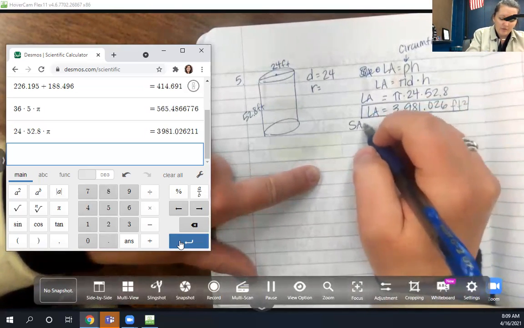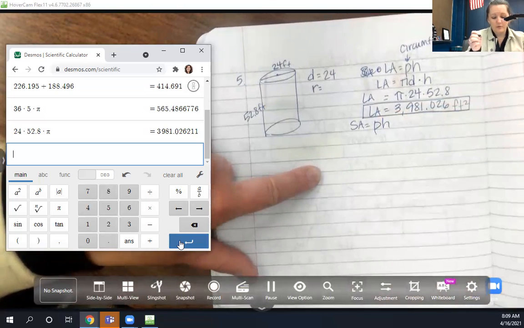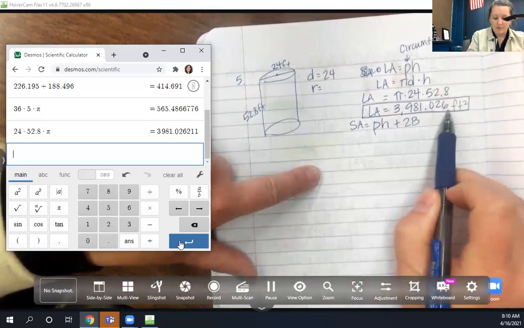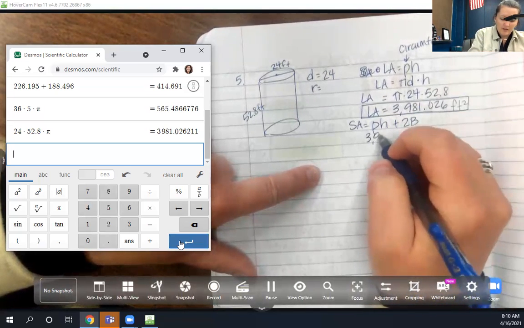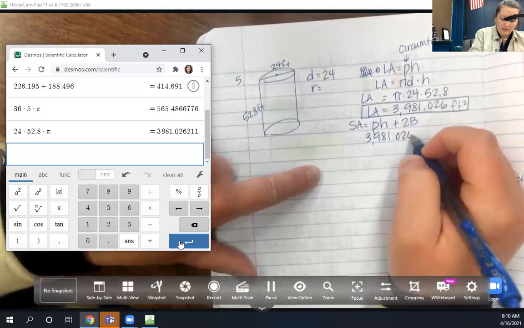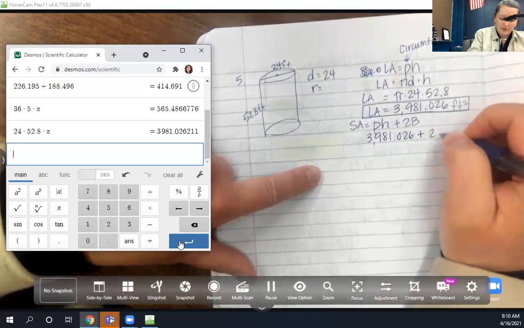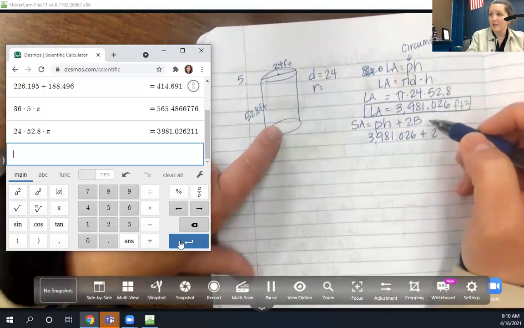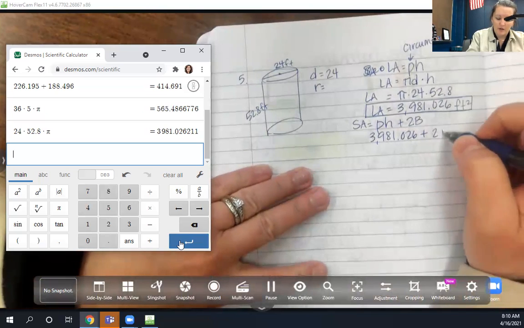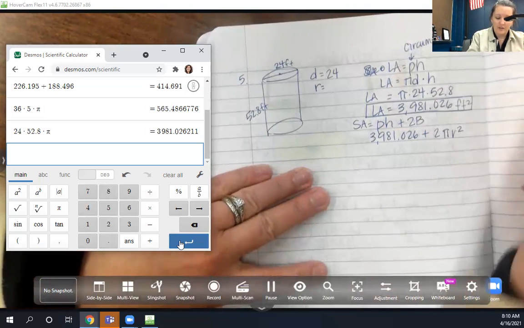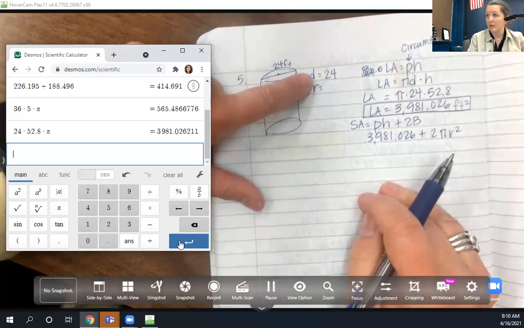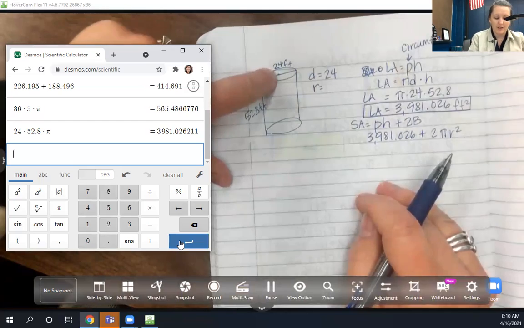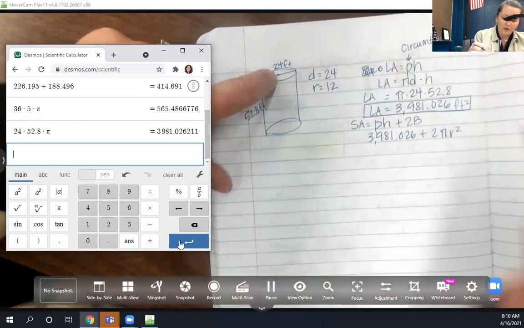All right, so let's find surface area. Surface area is perimeter of your base times your height plus twice your base areas. I'm going to use the number that we already found, 3981.026, plus twice your base area. In this case, because my base area is a circle, I'm going to use pi r squared. Oh, but here we go. I have my diameter. How do I find my radius? If my diameter is all the way across, my radius is halfway across, so it's 12.